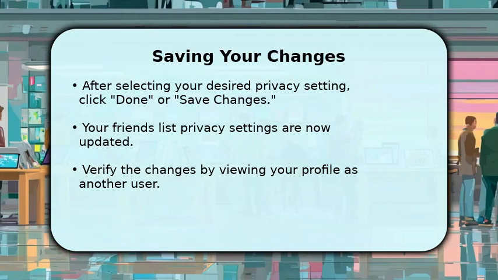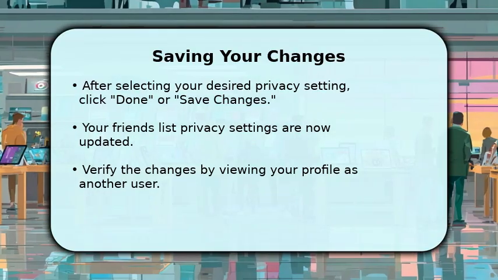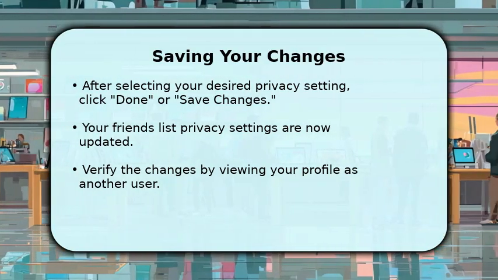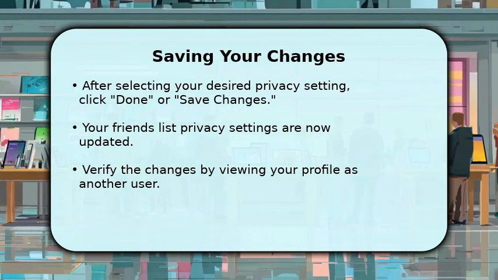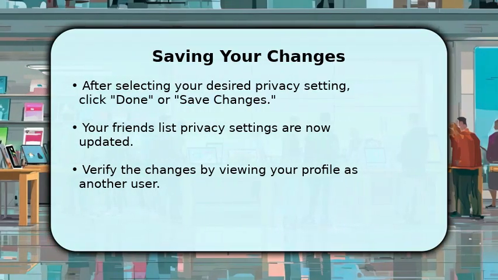Once you have made your selection, whether it's Only Me, Friends, or a custom setting, remember to finalize your choice. Look for a button labeled Done or Save Changes and click it to apply your new privacy settings. Your friends list visibility will be updated instantly.